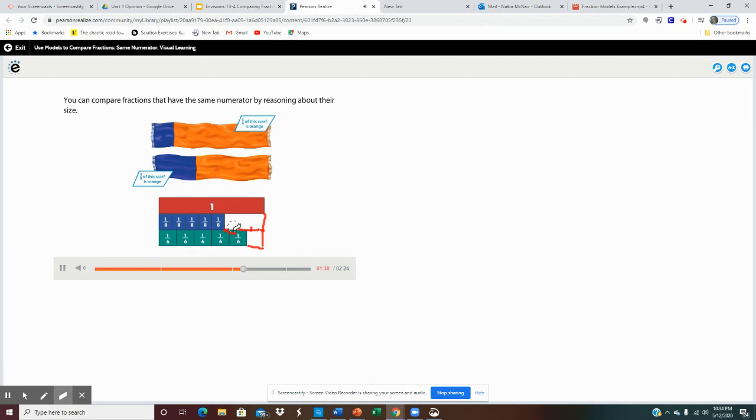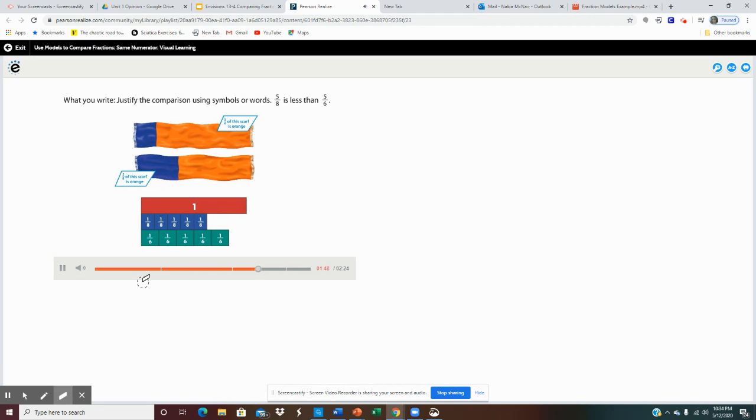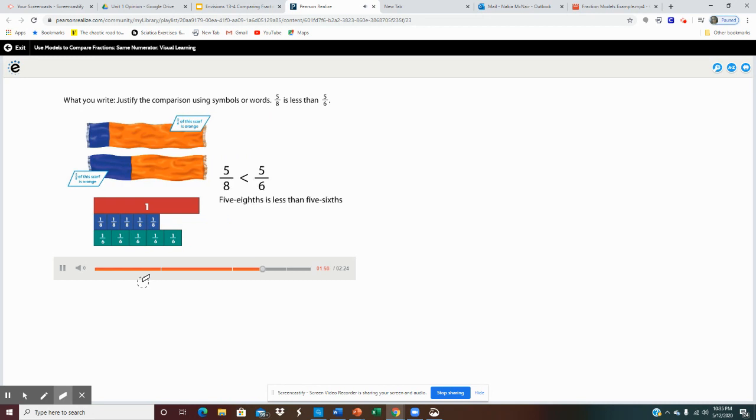You can compare fractions that have the same numerator by reasoning about their size. What you write. Justify the comparison using symbols or words. 5/8 is less than 5/6. If the two fractions have the same numerator, the fraction with the greater denominator is less than the other fraction. Why is the fraction with the greater denominator less than the fraction with the smaller denominator?